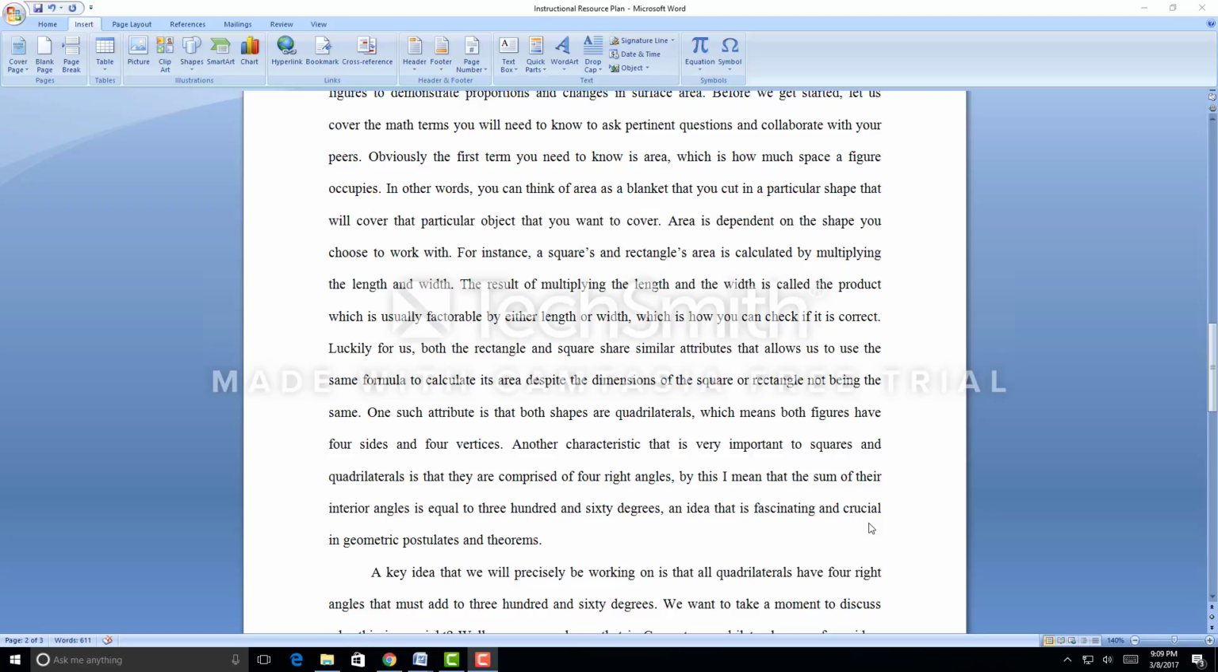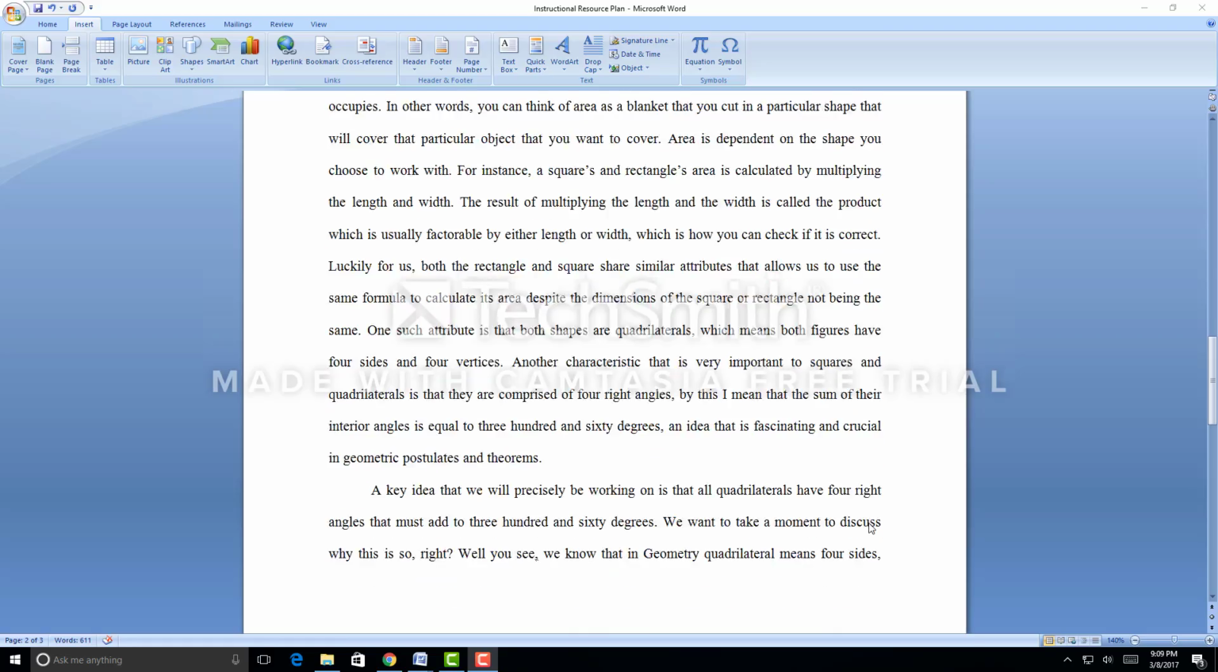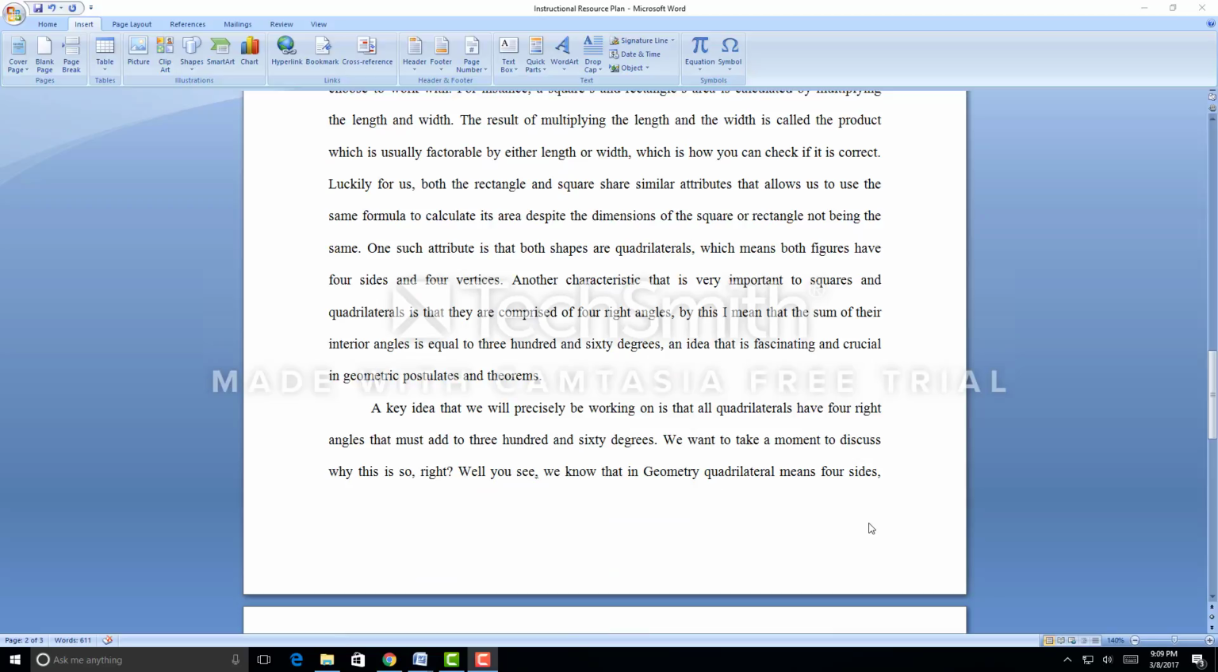By this I mean that the sum of their interior angles is equal to 360 degrees, an idea that is fascinating and crucial in geometric postulates and theorems. A key idea that we will precisely be working on is that all quadrilaterals have 4 right angles that must add to 360 degrees. We want to take a moment to discuss why this is so, right?